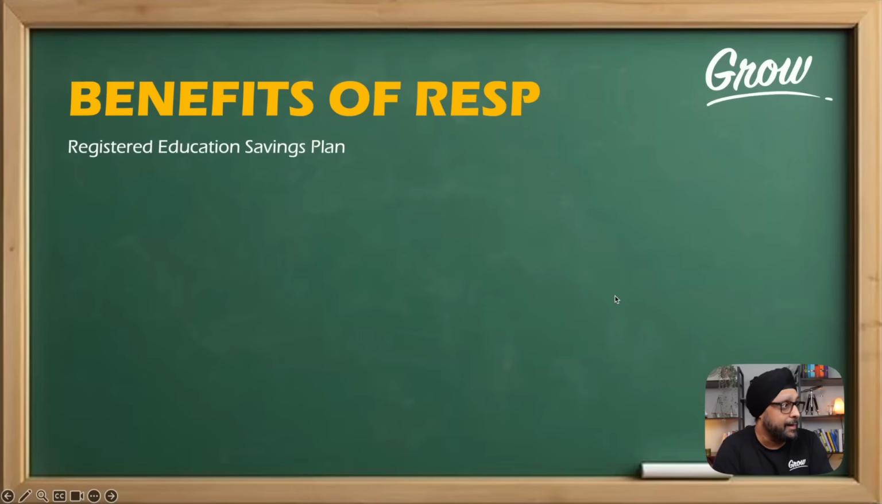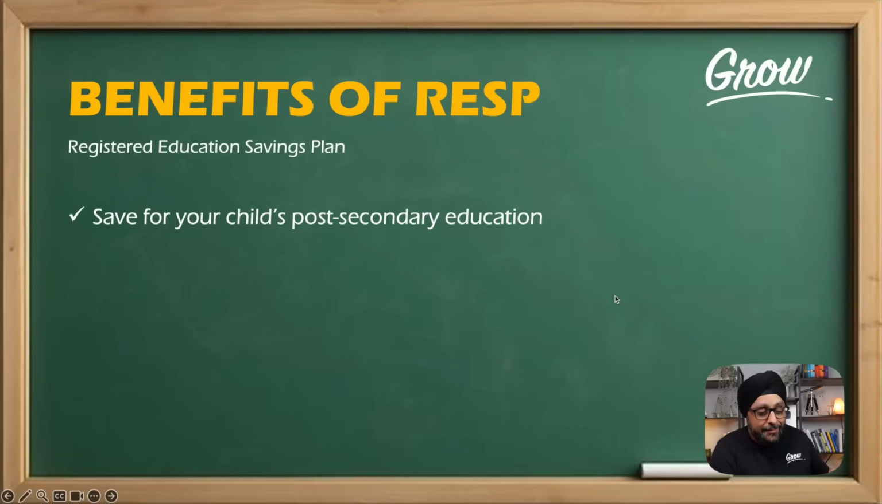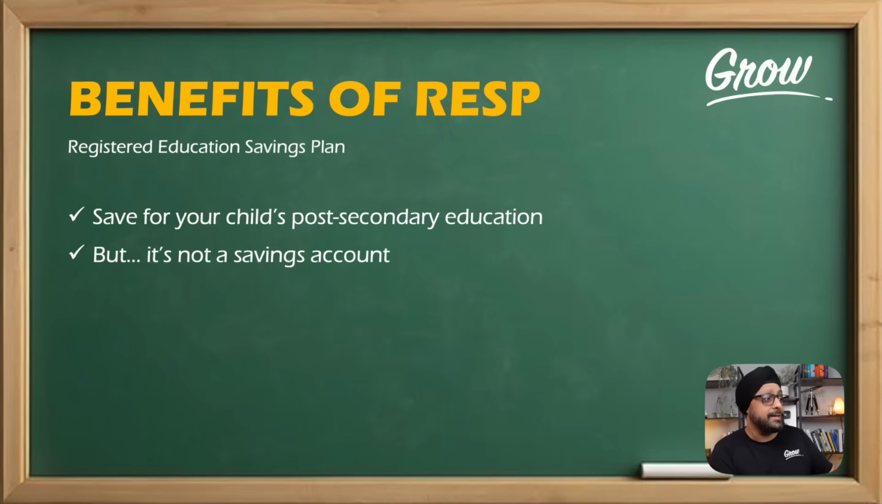Let's talk about the benefits of RESP. It's called Registered Education Savings Plan. I don't know why they call it a savings plan. This is not a savings account. This is to save for your child's post-secondary education, but it's not a savings account. You have to invest the money to take full advantage of this account. Anyways, there are two benefits to this.